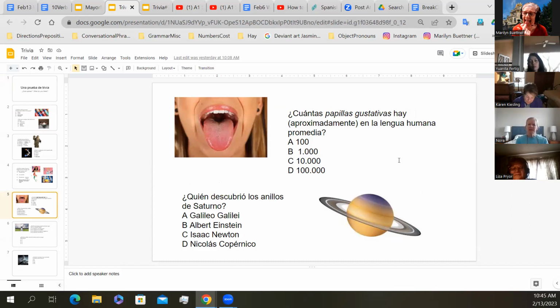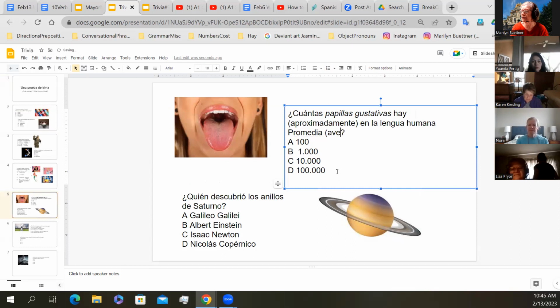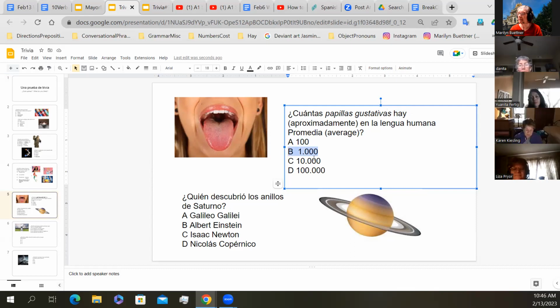¿Cuántas papillas gustativas? And look, it's a gusta thing. It's something that talks about taste. ¿Cuántas papillas gustativas hay? Aproximadamente. En la lengua humana. Promedia means average. ¿Cuántas papillas gustativas hay? Are there? Not I que, just I. We're just talking about they exist. Aquí. 100, 1000, sí. 10,000, 100,000.